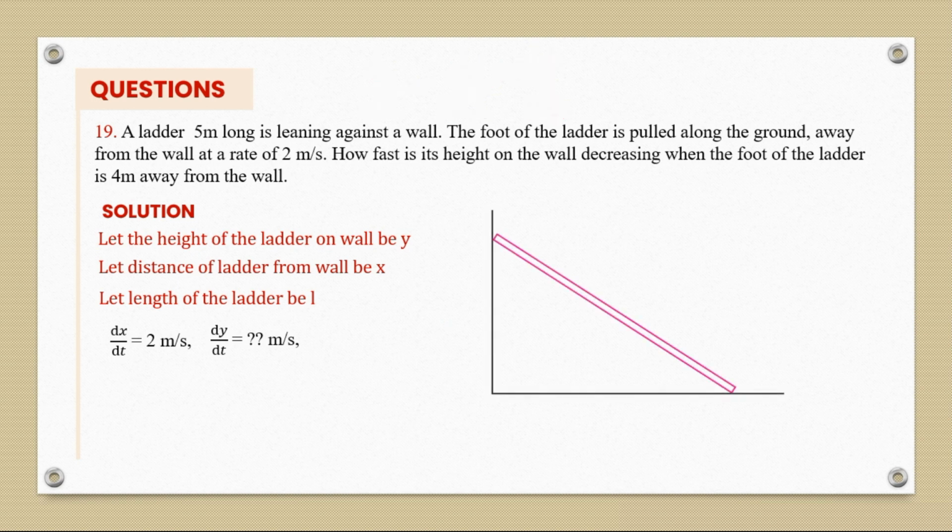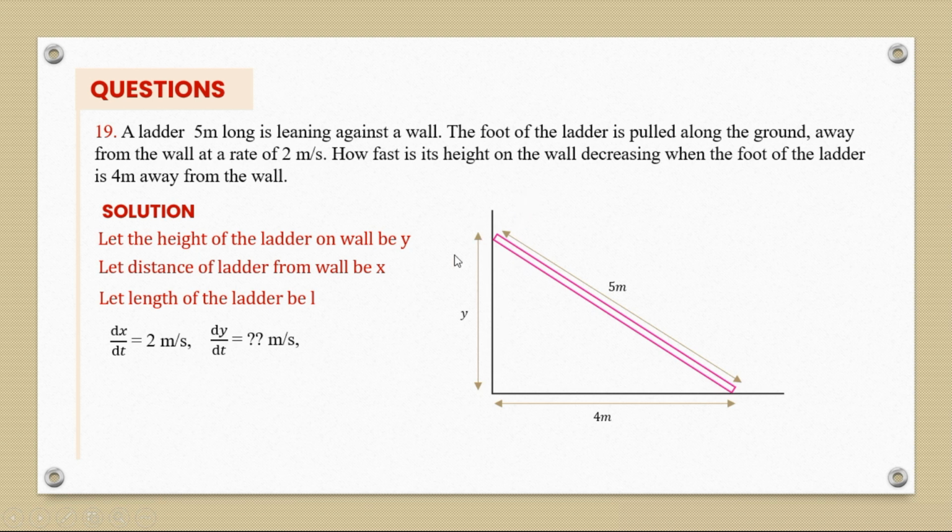Alright, so here is the sketch of the ladder, and we've been told that it's 5 meters long. And then we've been told that the foot of the ladder is 4 meters away from the wall. So that means that we have it as 4 meters. And y is the height of the wall. Actually, it's the height of the ladder as it's decreasing. So this is the height right here.